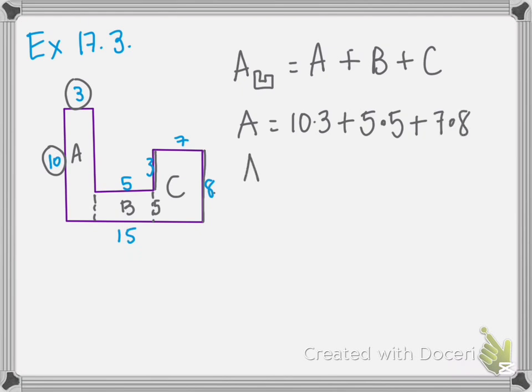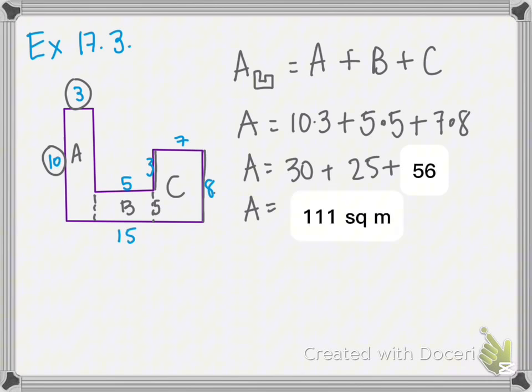We do these carefully. And once we have the areas of each of the rectangles, then we can add. So the total is 111 square meters.